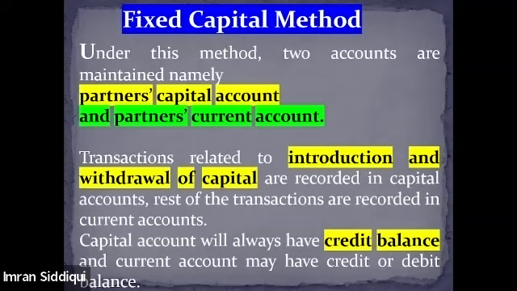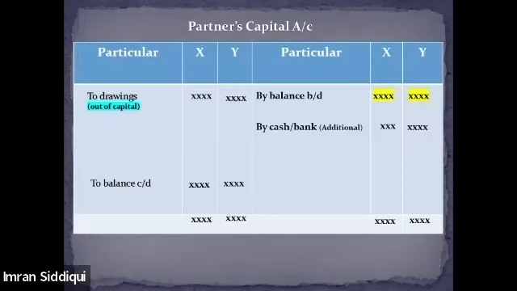Okay, so transactions relating to introduction and withdrawal of capital are recorded in the capital account, and the rest of the transactions are recorded in the current account, like transactions relating to salary, interest, commission, interest on drawing, every other thing will be recorded in the current account. I hope this is clear, everyone.